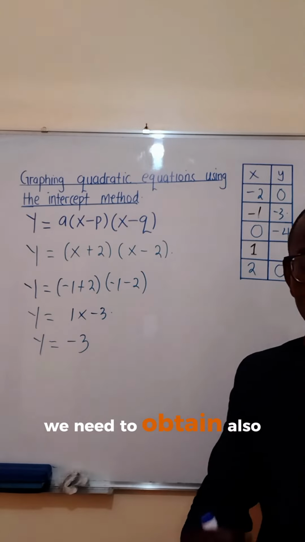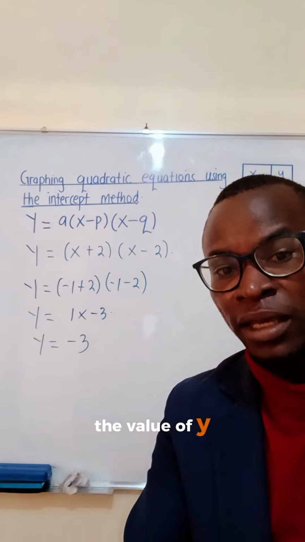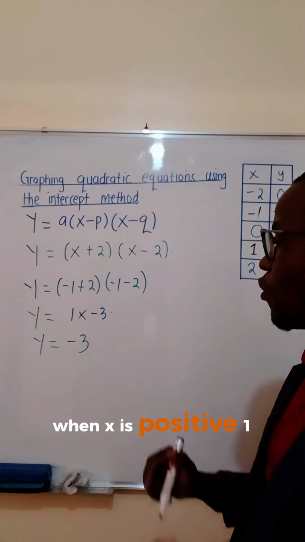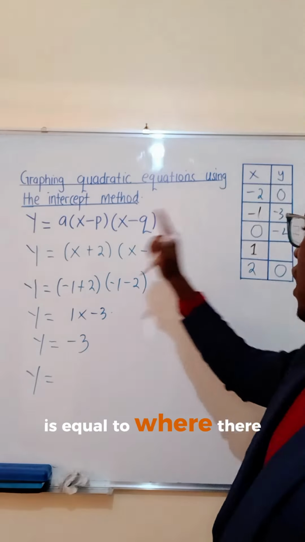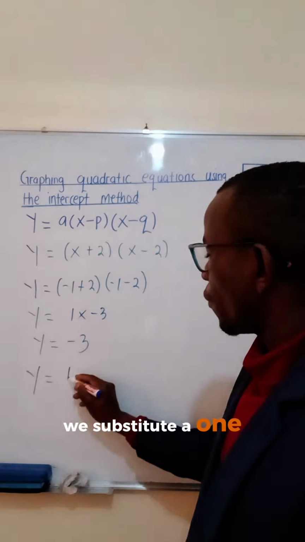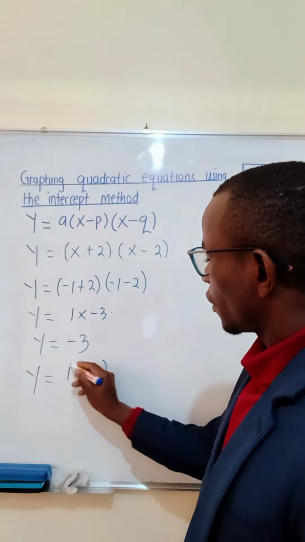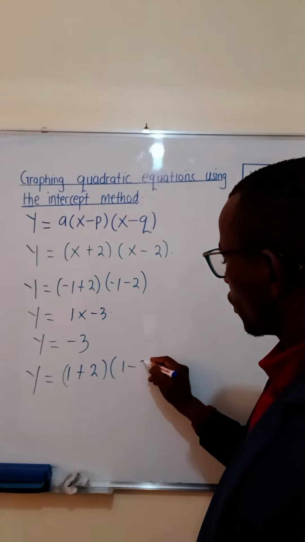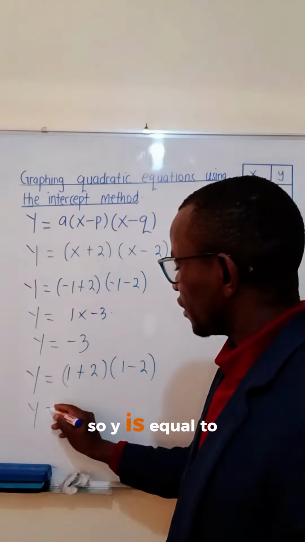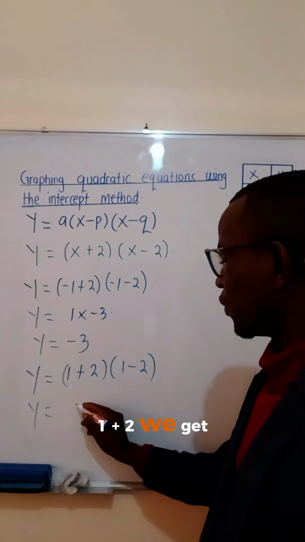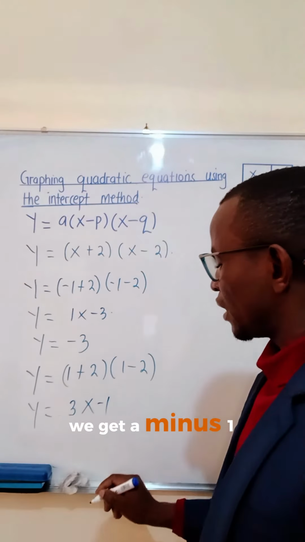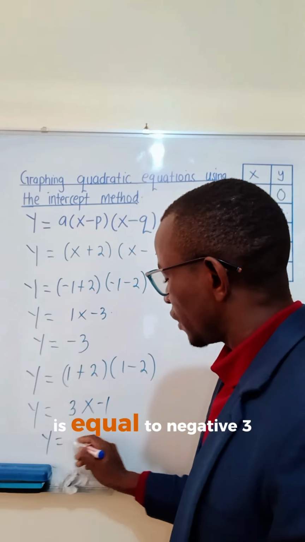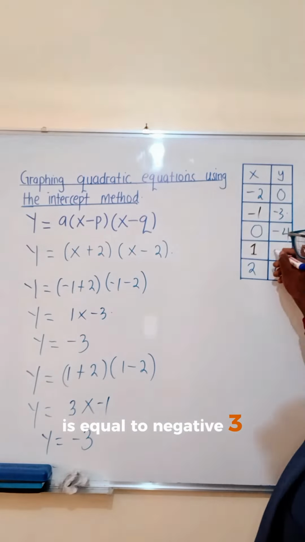So we need to obtain also the value of y when x is positive 1. So we shall say y is equal to, where there is x, we substitute a 1. So y is equal to 1 plus 2, we get 3, times 1 minus 2, we get a minus 1. So this implies that y is equal to negative 3.